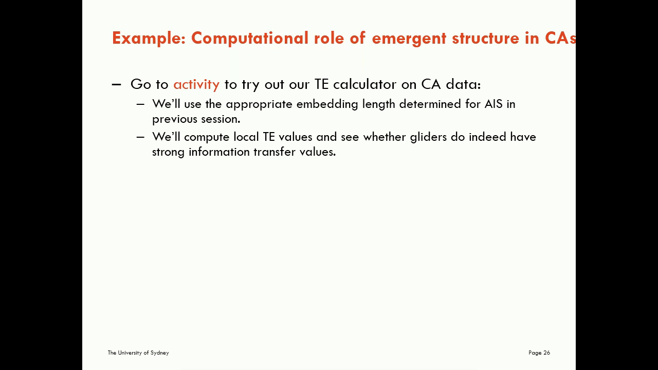We're then going to go on to compute the local transfer entropy values in every point in space and time across the CA to see whether that conjecture is right, whether gliders do indeed have stronger information transfer values than the background domain.